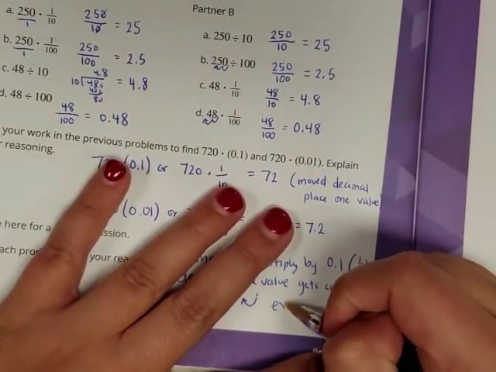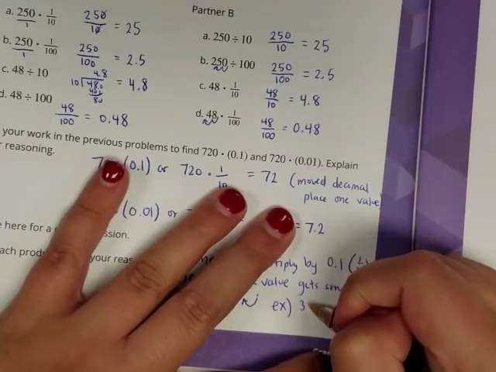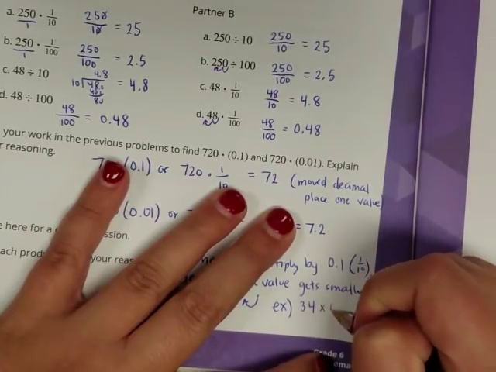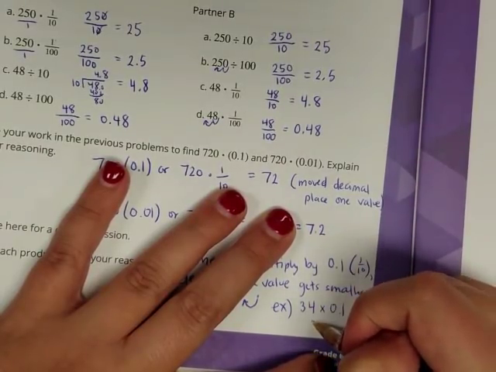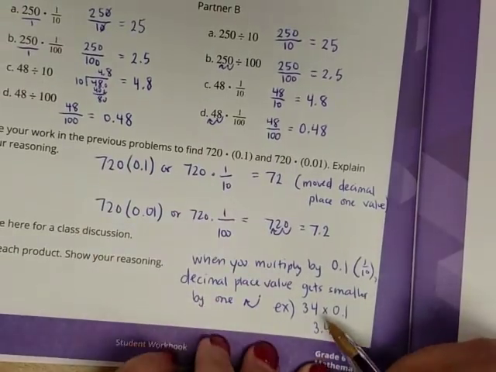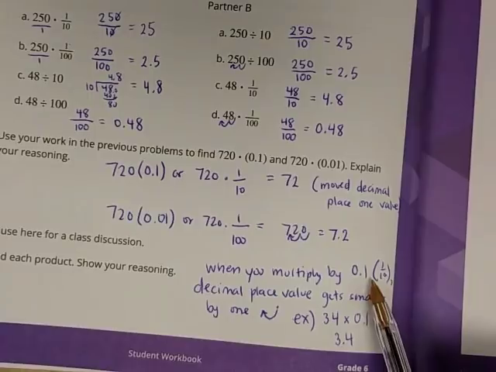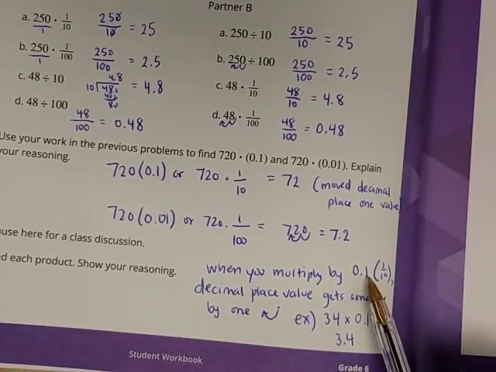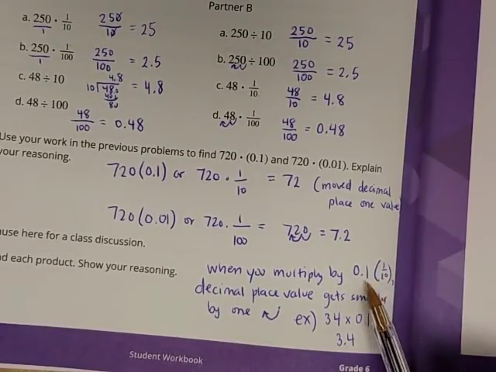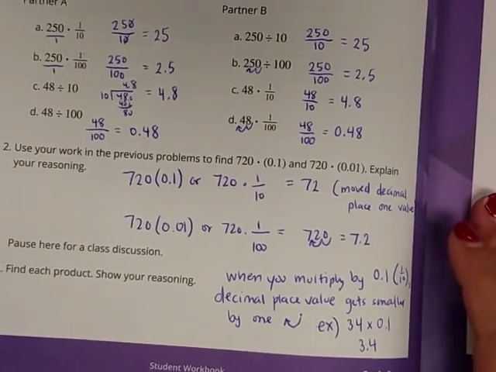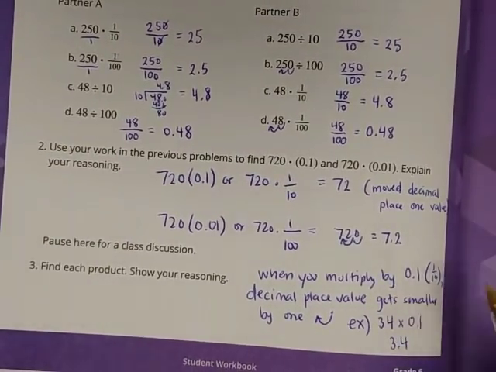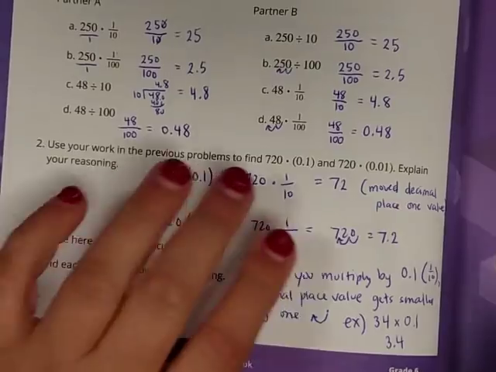So for example, 34 times 1/10 is now 3.4, because it moves one place over. And every time you multiply, if you do a 10th, you move once. You do a 100th, it's twice. You do a 1,000th, it's 3 times. All right, now they're going to want us to do the products on the other side.